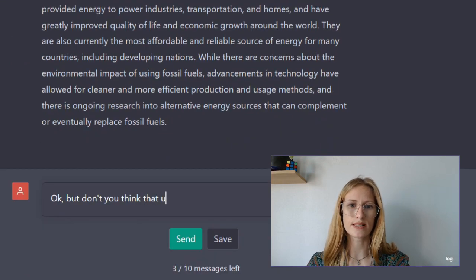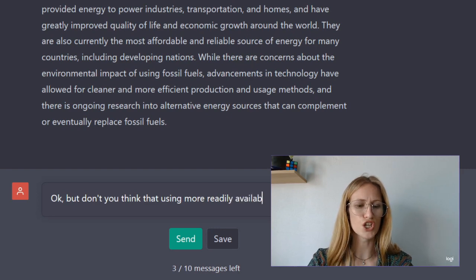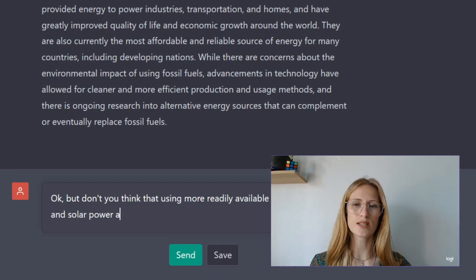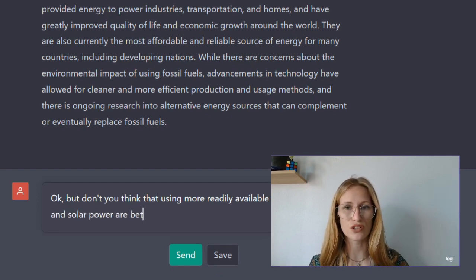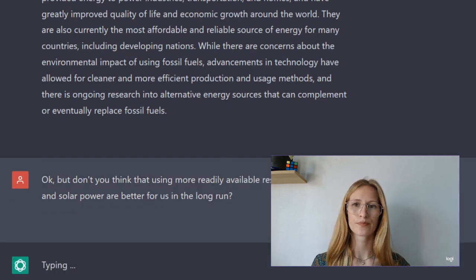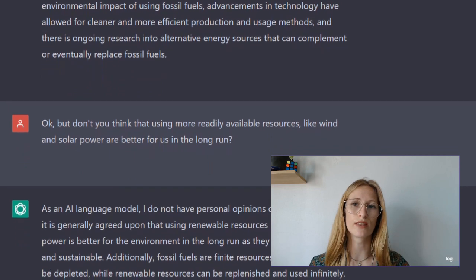So I'm going to say, okay, but don't you think renewable resources are better for our future? And again, ChatGPT is going to create a really professional, well thought out answer with no emotion behind it, no anger behind it. You can write down any phrases or vocabulary that you think will be helpful for you in the future.